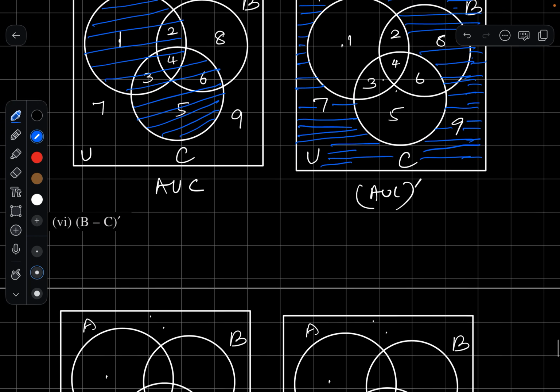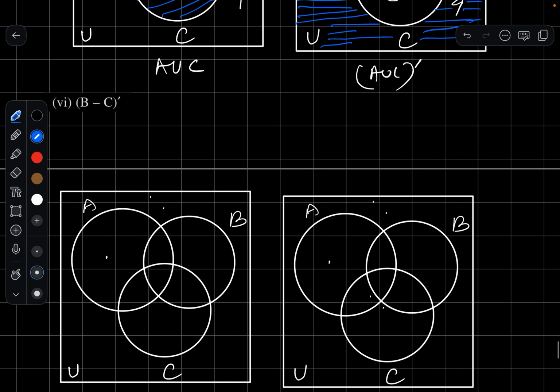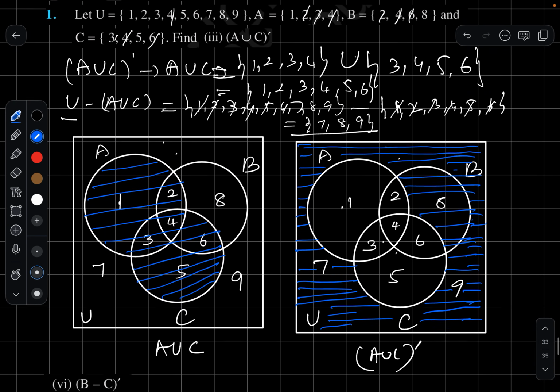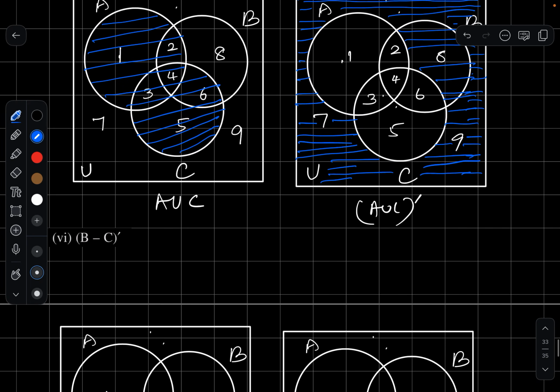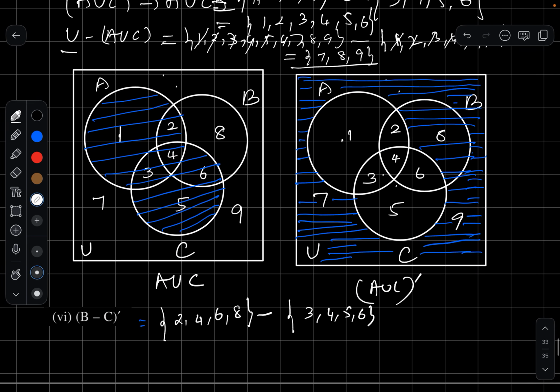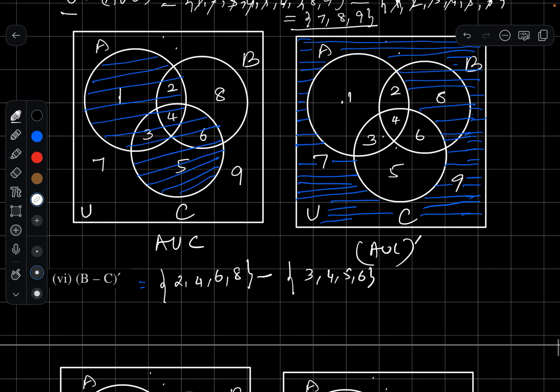Now we'll go to the sixth sum. For the sixth sum also I have given you the Venn diagram. Let's see what is B minus C. What is B? 2, 4, 6 and 8, minus what is C? 3, 4, 5 and 6. Is it correct? 2, 4, 6, 8, 3, 4, 5, 6. Yes, I have taken the sets from the Venn diagram.